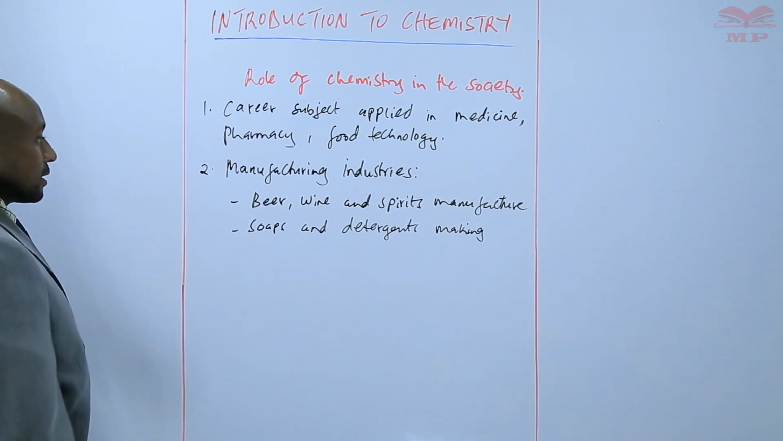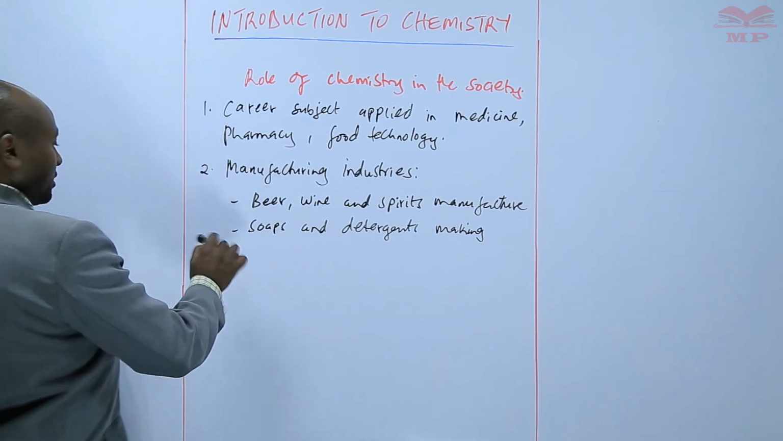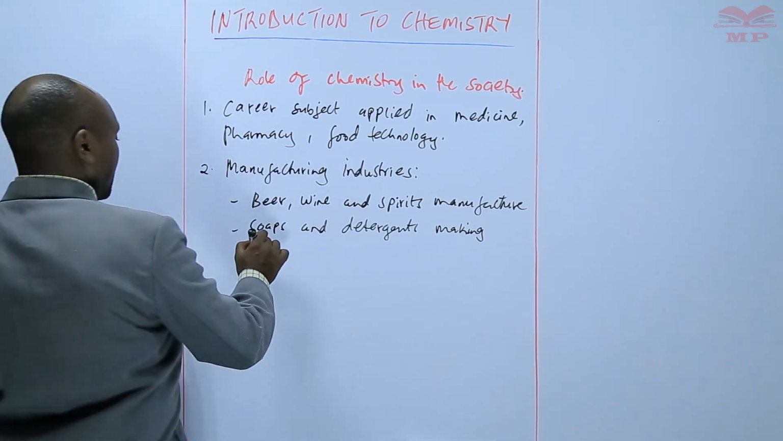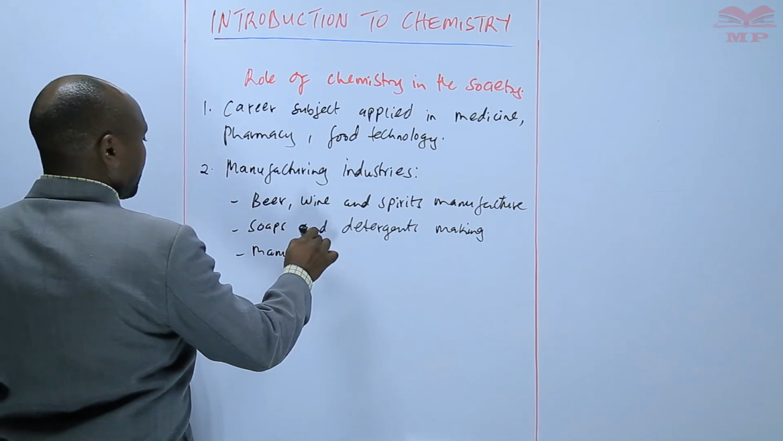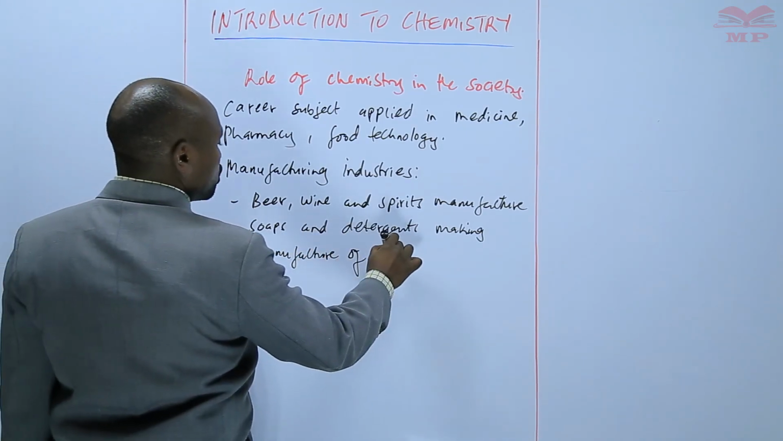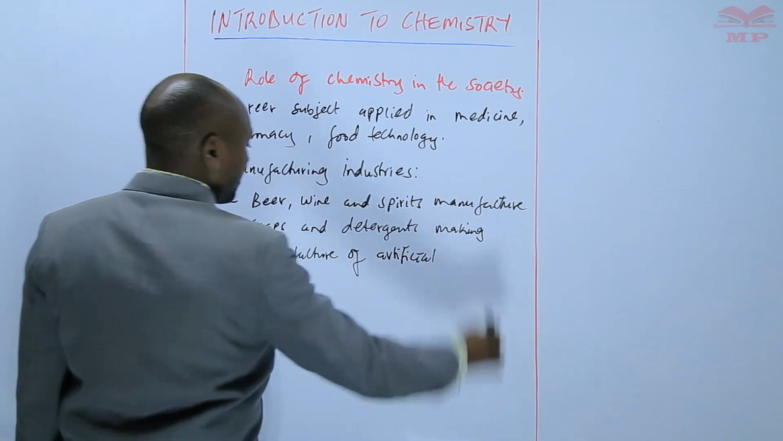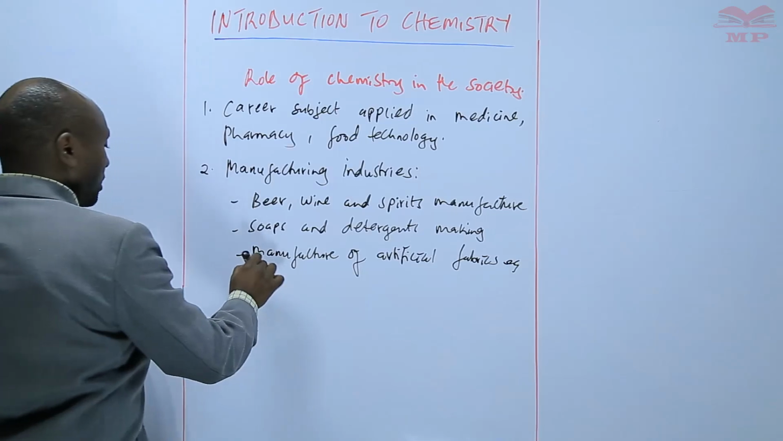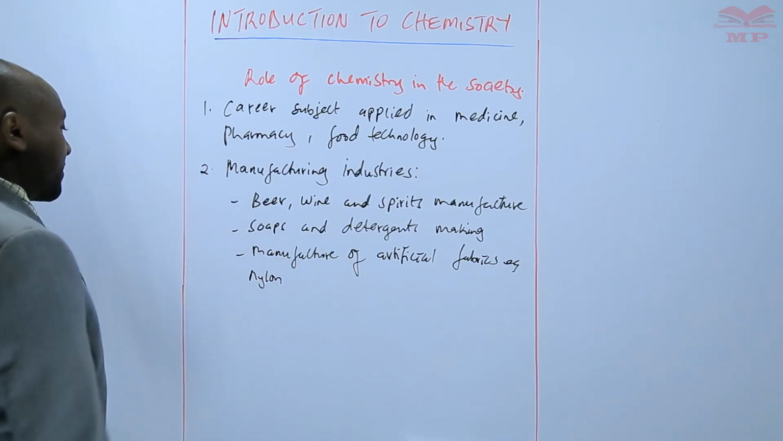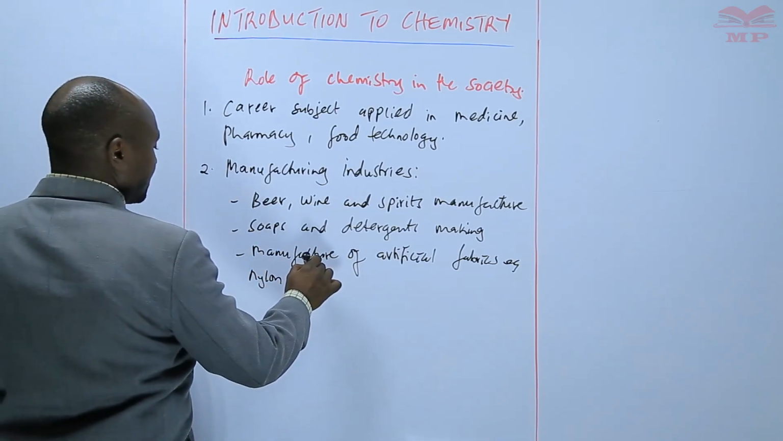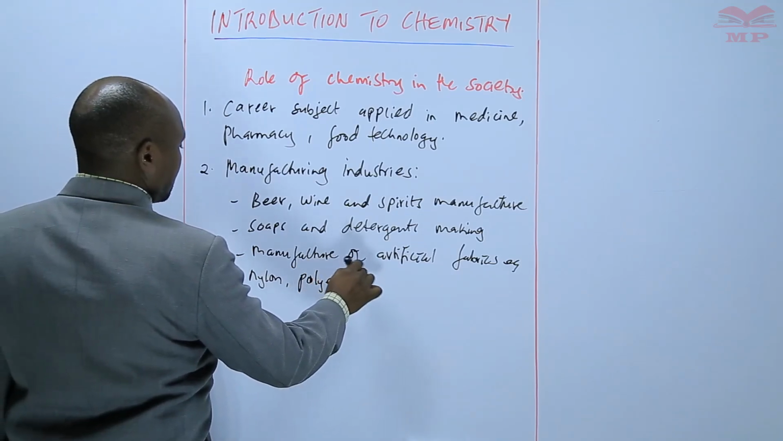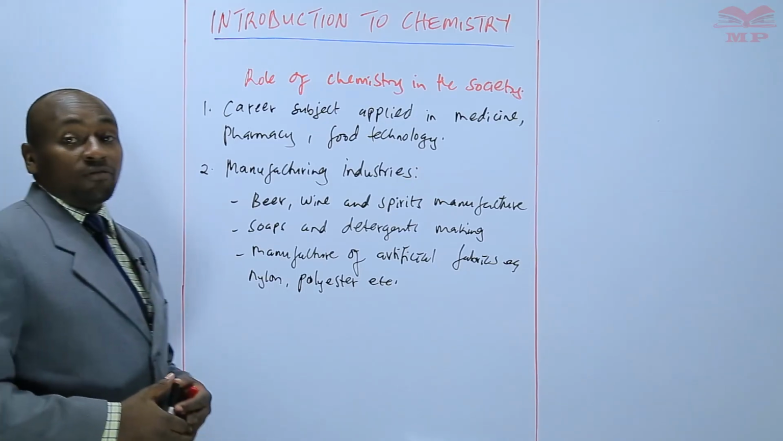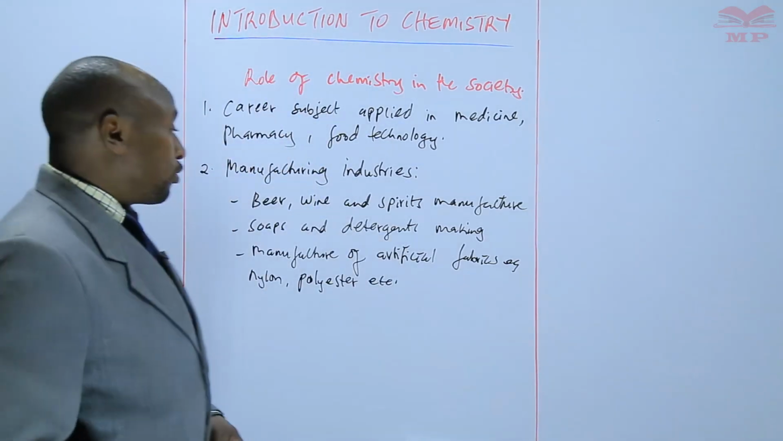We also apply chemistry in the manufacture of artificial fabrics. We have such as nylon, which is an artificial fabric, polyester, etc. And all these are used in the making of garments that are used in the making of clothes.